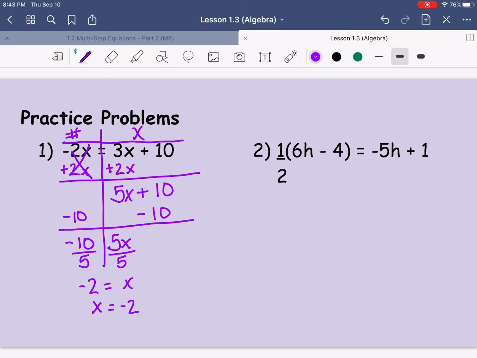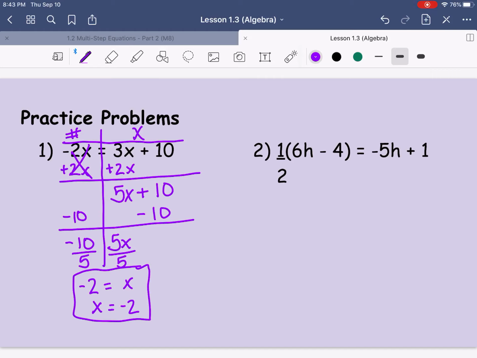Now, there are some math teachers out there that are very picky, and they will mark this wrong because you're supposed to have the variable first. I am not one of those teachers. Doesn't matter to me, but just know that those teachers are out there.